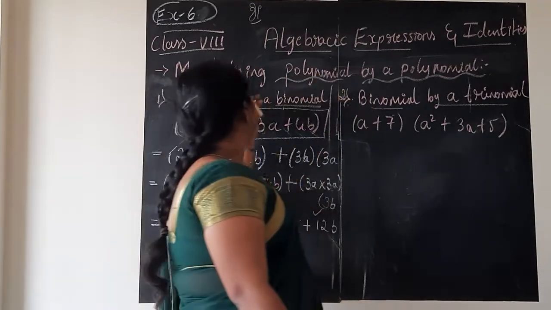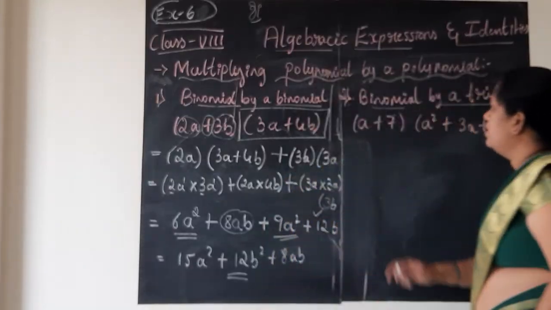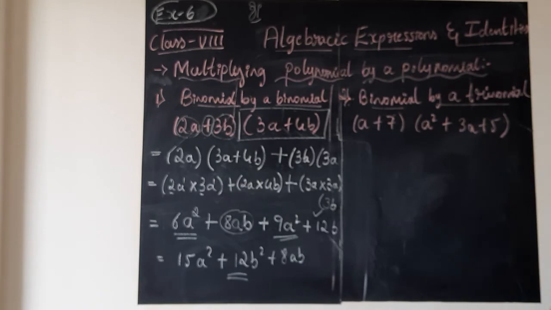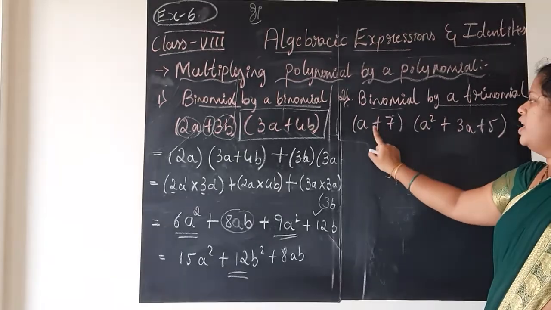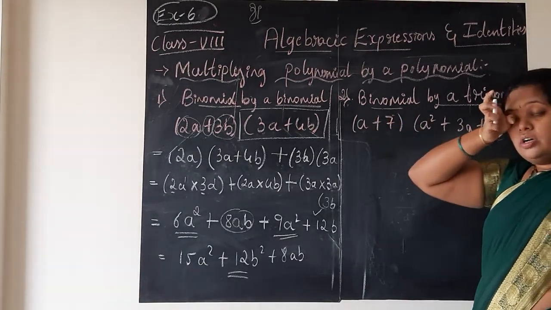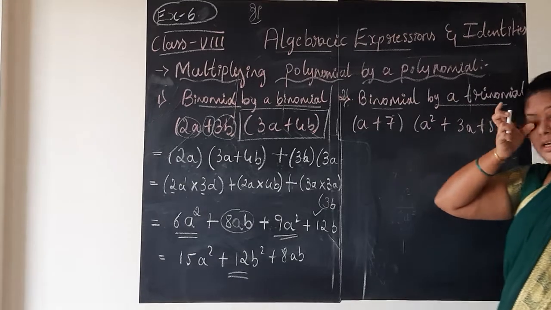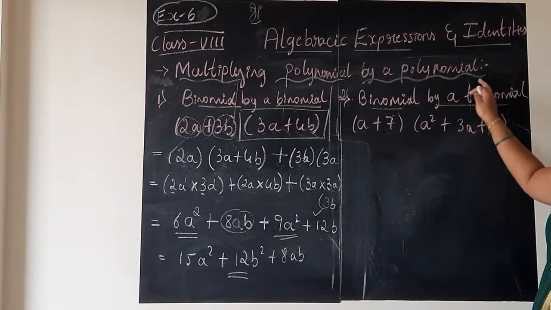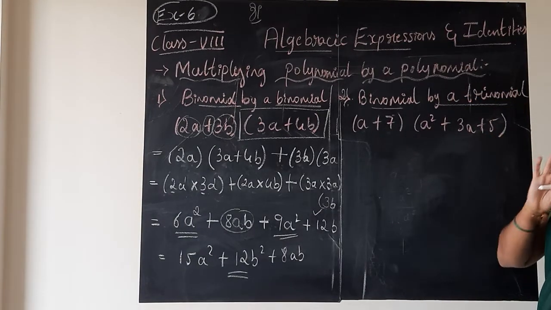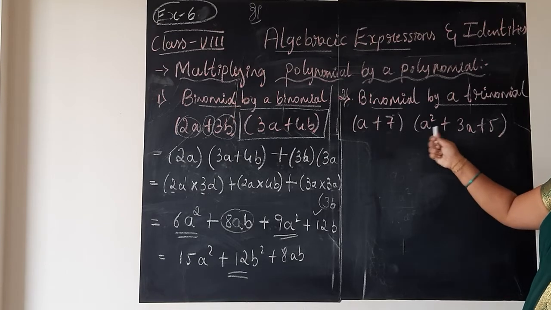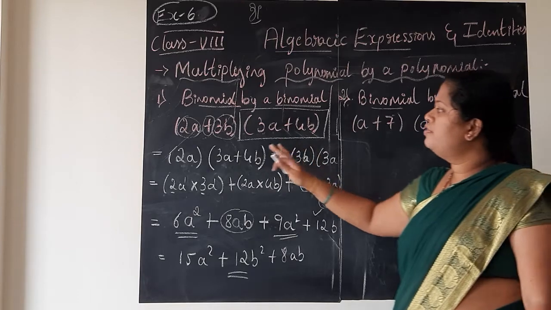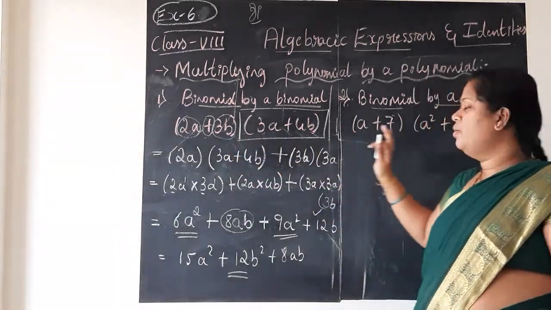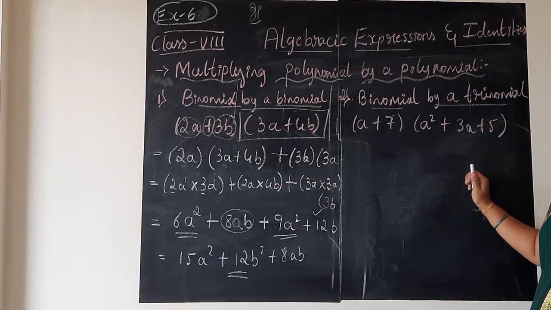Now, after understanding how to multiply binomial by a binomial, next we have multiplying binomial by a trinomial. Binomial means two terms. See, the first one consists of a plus 7. a and 7 are the two terms separated by a plus sign, which means a plus 7 is a binomial. By a trinomial, tri means 3, so 3 terms should be there. See, a square plus 3a plus 5 is there. So there is not much difference in the steps of multiplying binomial by a binomial and binomial by a trinomial, children.